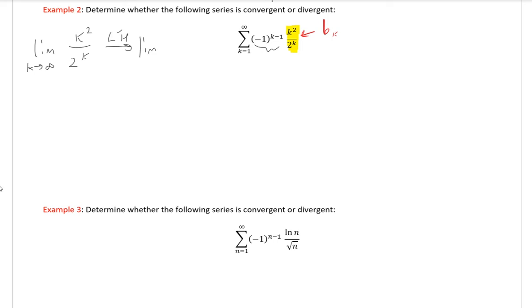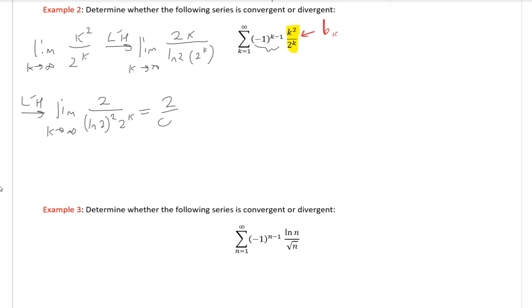Doing it once gives us the limit as k goes to infinity. On top, we get 2k. On the bottom, we get natural log of 2 times 2 to the k. That still goes to infinity over infinity, so we can do L'Hopital's yet again. And we have the limit as k approaches infinity of 2 divided by natural log of 2 quantity squared, because I get another one of them, times 2 to the k. Now the only variable here, k, is on the bottom, in 2 to the k. So this is going to approach 2 over infinity, which is 0. And that's all we need for the limit. So half of it's already done.